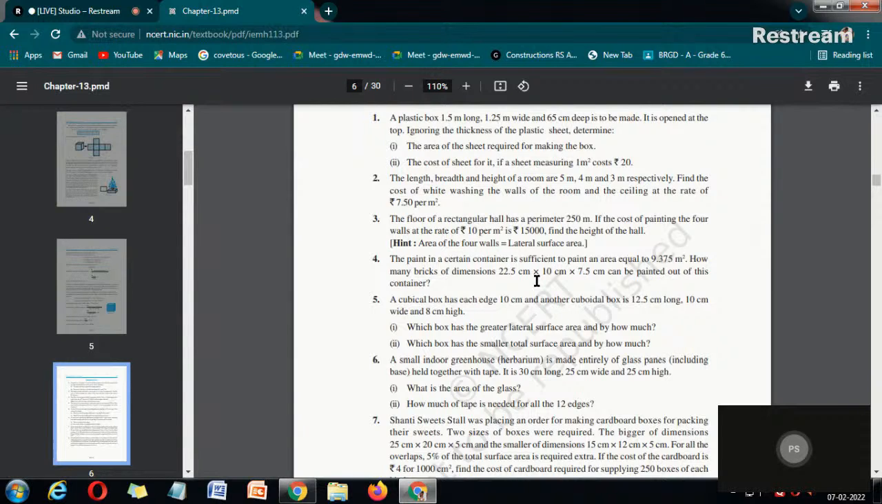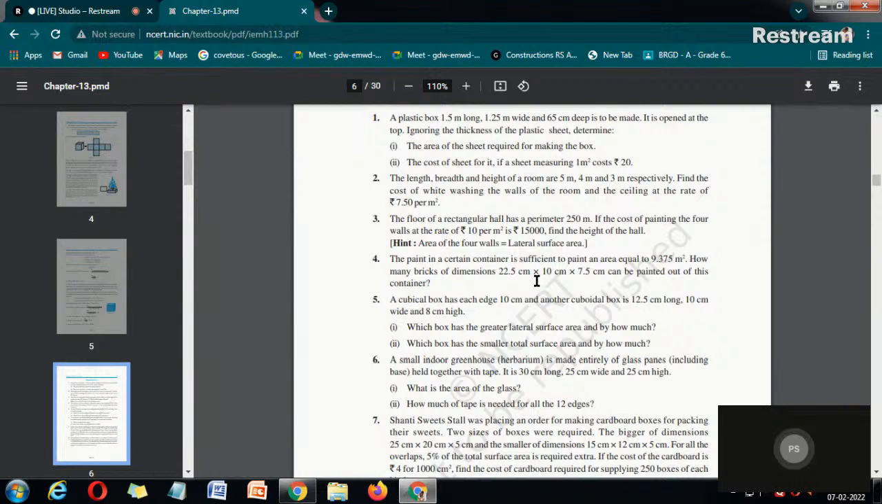Fifth is very easy. A cubical box has an edge of 10 centimeters. And the other, a cuboidal box, is 12.5 long, 10 centimeter wide, 8 centimeter high. Okay, this is cuboidal and that is cubical.